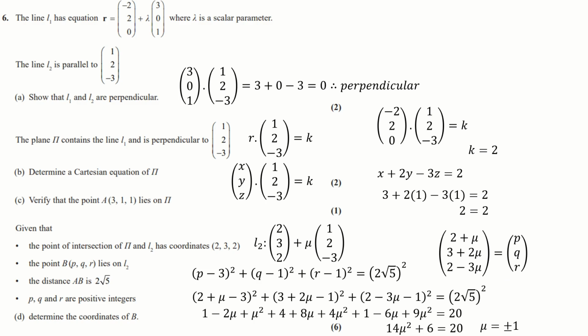Now, if mu was 1, then you'd have 2 plus 1 times 1 is 3, and you'd have 3 plus 2, and you'd have 2 minus 3, which is minus 1, but it tells us all the coordinates are positive. So mu can't be 1, it must be minus 1, and you'll end up with this if you use minus 1 instead, which is good, so it must be this one here.